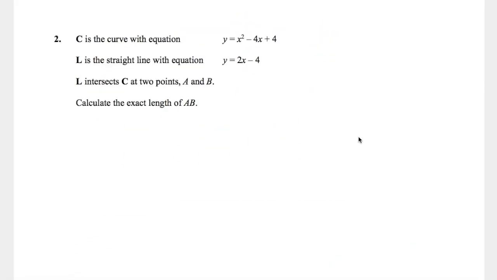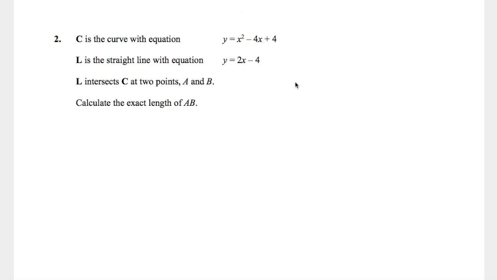Question 2 says C is the curve with equation y equals x squared minus 4x plus 4. L is the straight line with equation y equals 2x minus 4. L intersects C at 2 points A and B. Calculate the exact length of AB. So they've given us a curve, and this actually looks like a quadratic and a straight line, and they're saying the straight line cuts the quadratic.